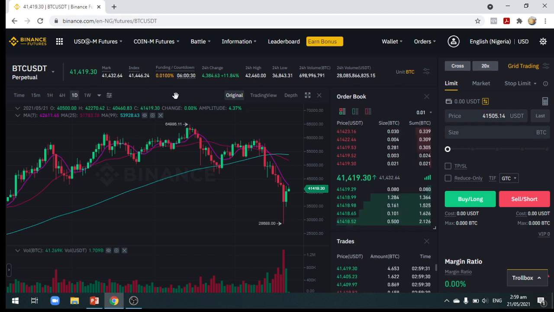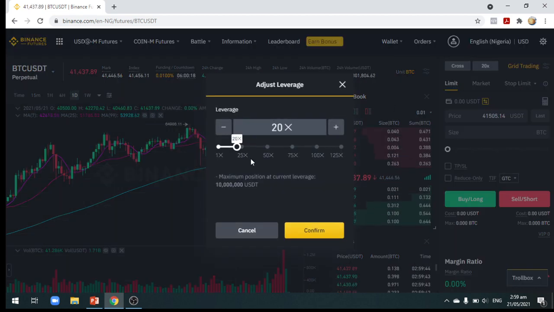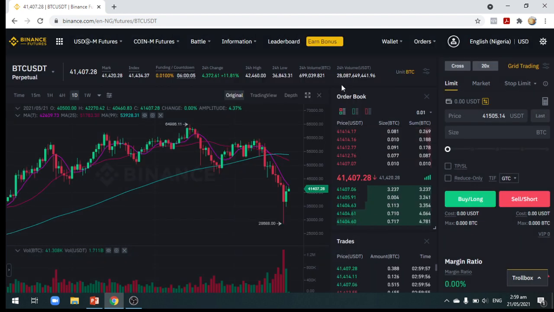The third difference is that in spot trading, there is no leverage. You don't have the leverage opportunity in spot trading, but in futures trading, you have leverage. I'm going to explain more about leverage and how to use it in this particular video.